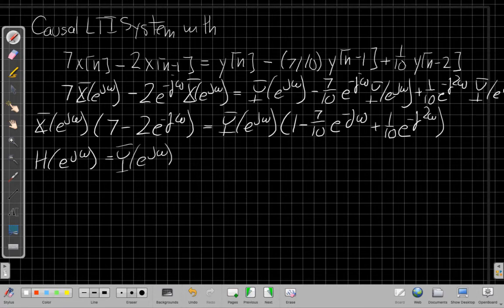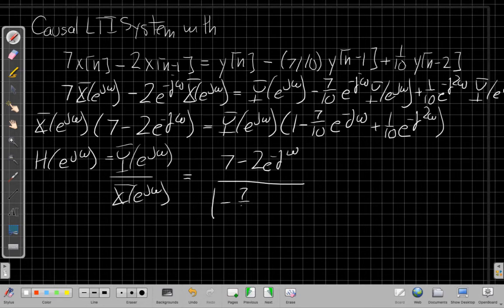And so when I solve that, I get Y(e^jω) over X(e^jω) is equal to, on this side I still have the numerator, so I have 7 minus 2 e^(-jω) over 1 minus 7/10 e^(-jω) plus 1/10 e^(-j2ω). And so that's my answer. This is the frequency response of this system.